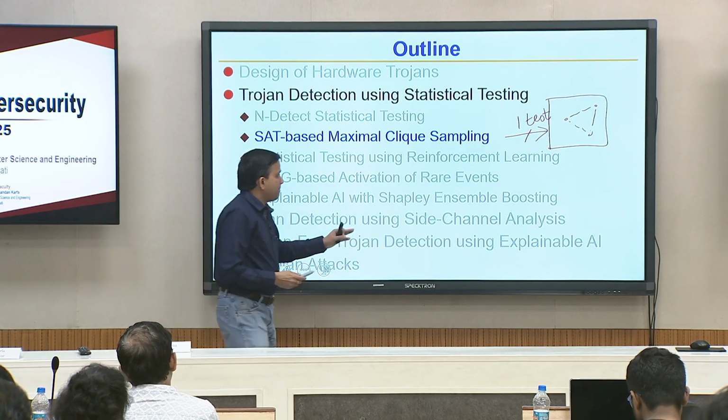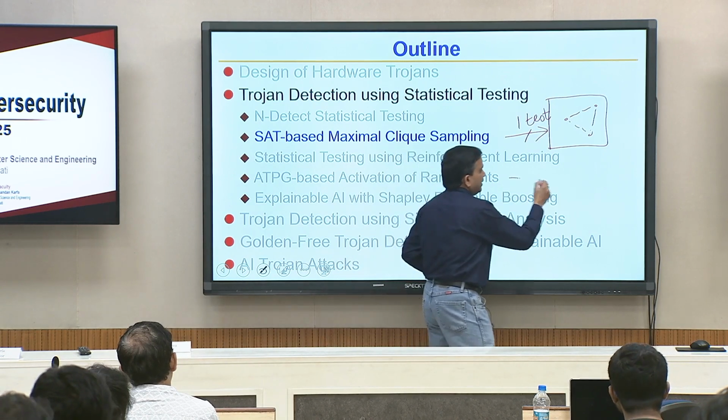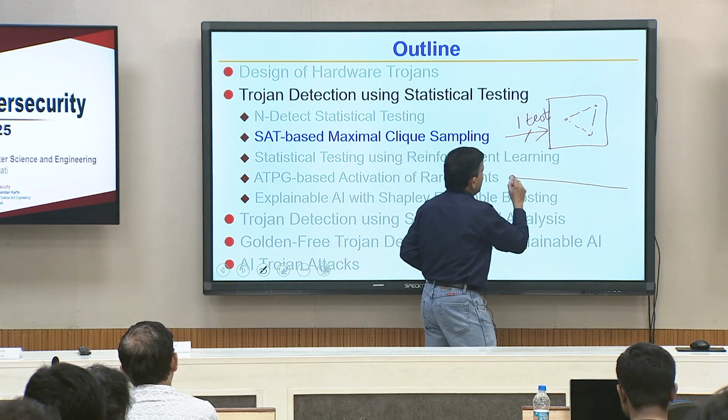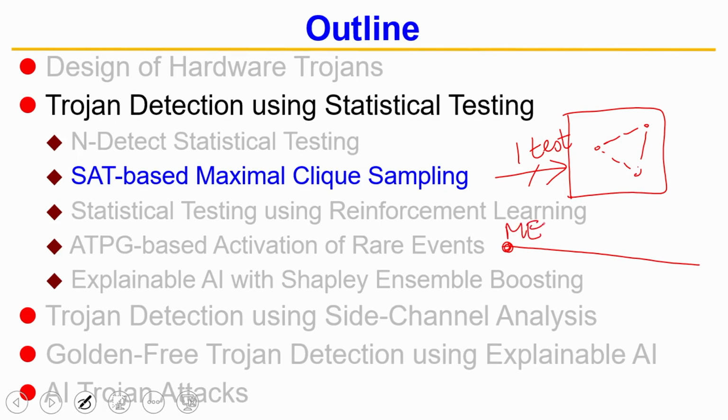So, these are the two extremes. I think I have an animation also. One is the MERO work you looked at, where you cover one at a time and hope and pray that the actual trigger got activated. Here we are saying you do all at a time and praying is not needed. You cover all at the same time using one test case.